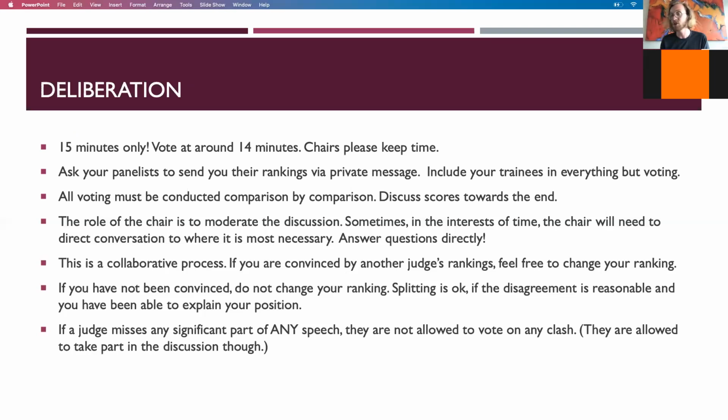If a judge, be it the chair or the panelists, well, maybe not the trainee because they're not allowed to vote anyway, did not hear the entire debate, you are simply not allowed to vote. You can take part in discussion to the degree that you are able, but the final decision needs to be made with the votes only of those who have heard the entire debate.